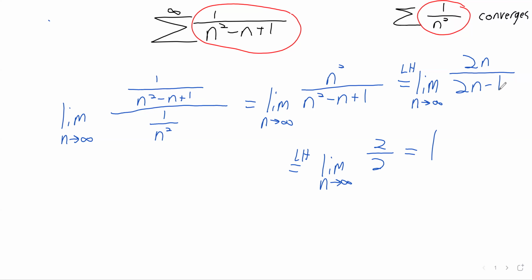The limit of 1 is 1, so we get 1. And 1 is a finite number, so the limit comparison test works. And the fact that this converges means that this also converges.